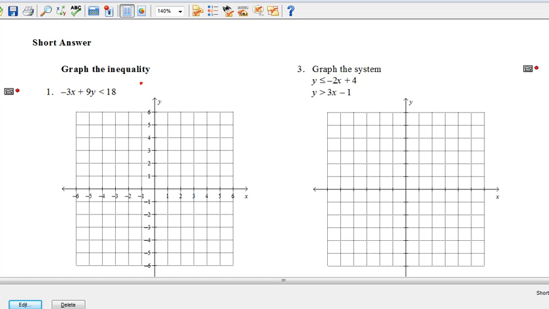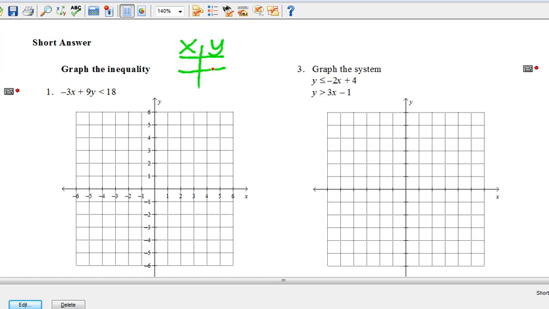So what I'm going to go ahead and do is make a miniature function table so I can find the intercepts. And the reason I'm going to go with the intercepts is that I noticed that the coefficients of my x and y are both factors of 18. -3 goes into 18 and 9 goes into 18. So probably for me it'd be easier to graph it that way.